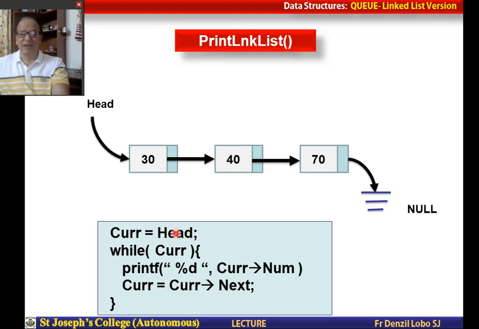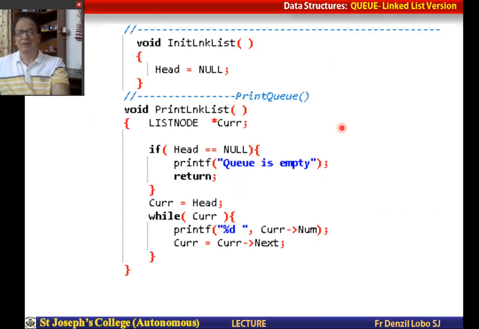Assign the address of the head to current, while current, that is, as long as current is there. Here current is there, and therefore you print current number, you print 30, then current is equal to current next. I come here, you print 40, then current becomes current next. I come here, I print 40, then current becomes current next, it comes to null. Therefore it comes out of the loop. This way I have printed the content of my linked list.